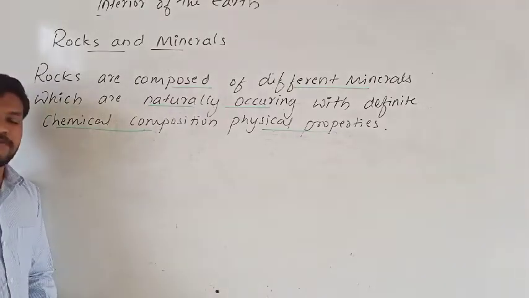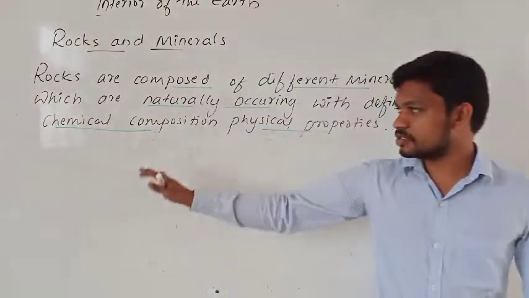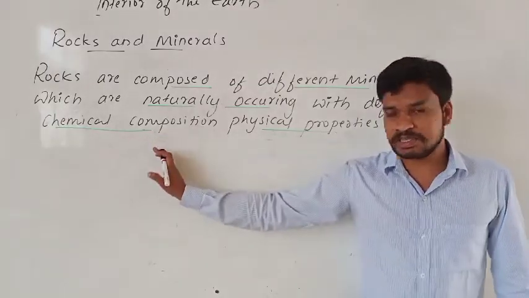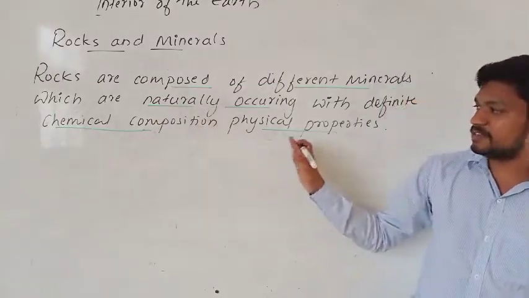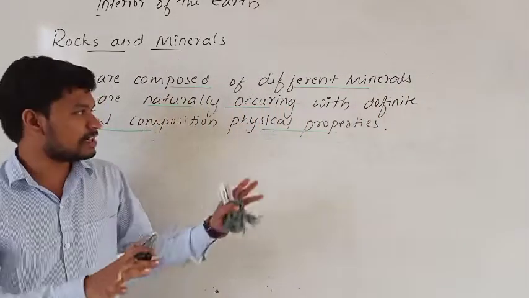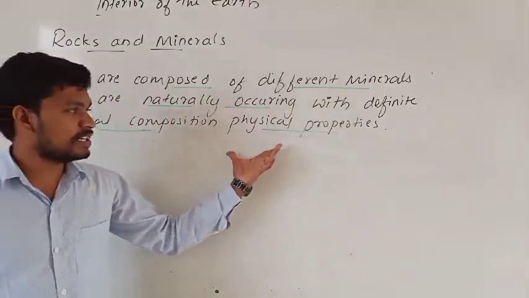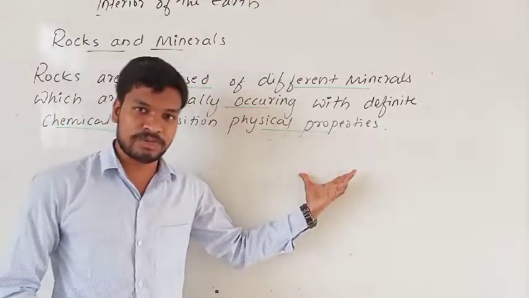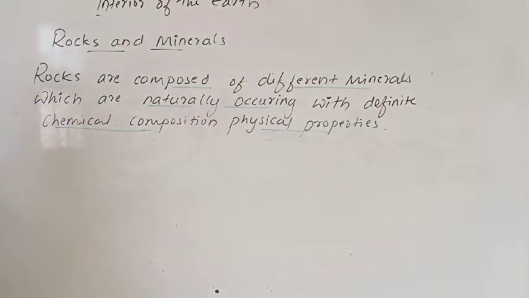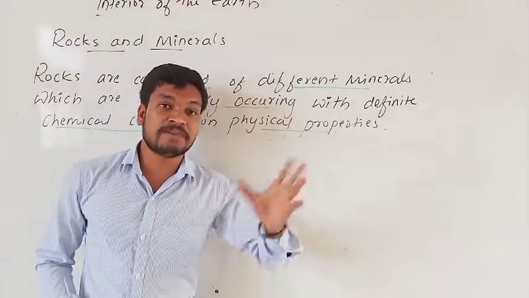Rocks are found in different colors and textures, and some rocks are found in different sizes even. They will have different chemical compositions and different physical properties. Suppose there are more chemical compositions in a rock, it will definitely have a different size, color and texture, and different chemical and physical properties. You know, rocks are formed after the cooling and solidification of magma.